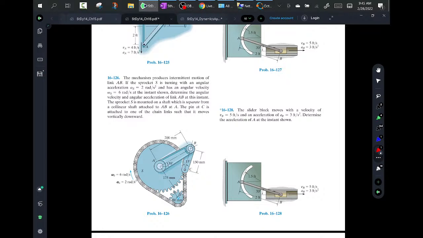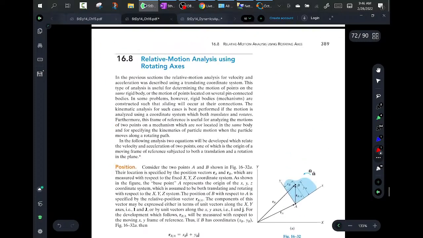Although I'm not sure. The mechanism produces intermittent motion of link AB. Okay. If the sprocket is turning with the angular velocity and angular acceleration, which one? I guess that's the sprocket, because those are the numbers. Determine the angular velocity and acceleration of link AB, that's that link, at this instant. The sprocket S is mounted on a shaft that is separate from the collinear shaft attached to AB. So in other words, this is not welded to that. They can move independently. The pin is attached to one of the chain links such that it moves vertically downward. So he's basically saying it's moving this way. Okay, that looks challenging enough. We'll do that one. God, that's enough problems right there.